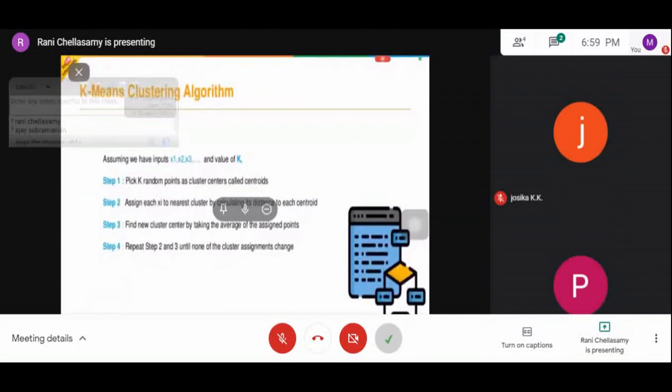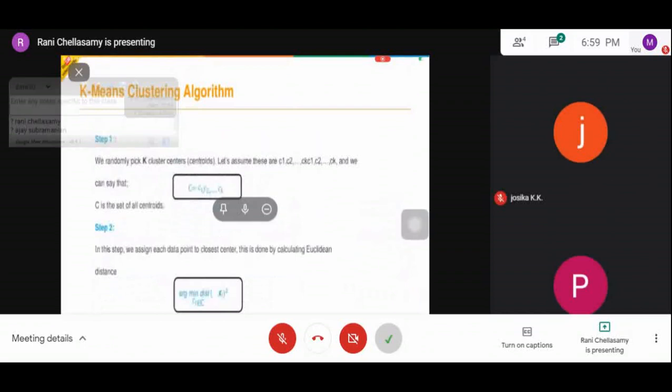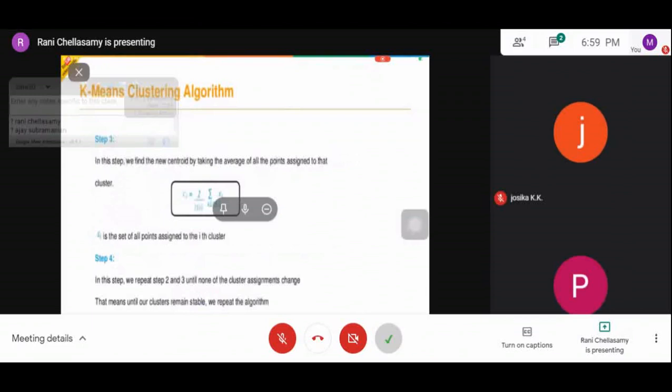So the process is given here. The first step, you need to initialize the centroids. The second step, you need to assign points by calculating the Euclidean distance using the formula. And third step, you find the new centroid by using the formula, taking the average of all the points assigned to the cluster. Fourth step, you repeat steps 2 and 3.